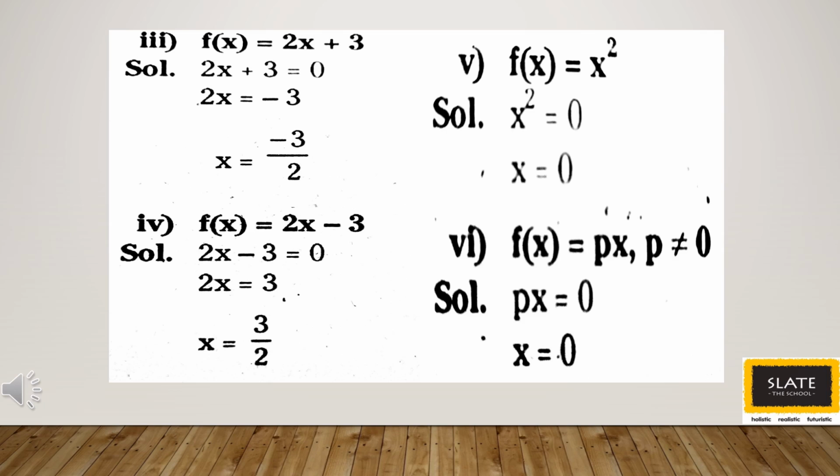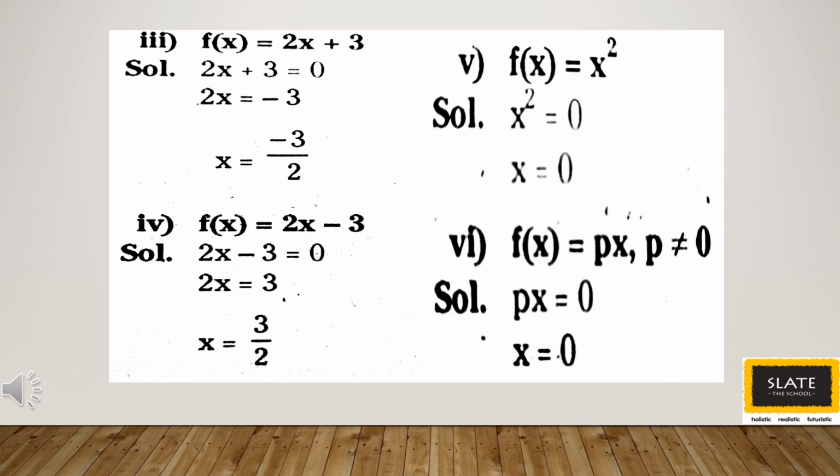Fourth question, f of x is equal to 2x minus 3. Now equate 2x minus 3 to 0, and on simplification we get x is equal to 3 by 2. Therefore 3 by 2 is the 0 of f of x is equal to 2x minus 3.